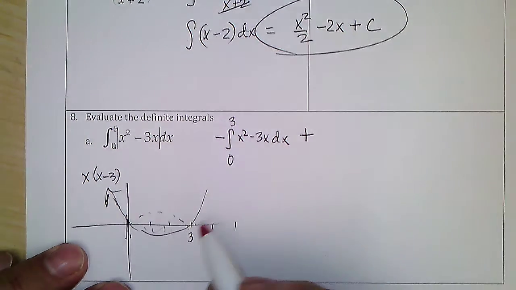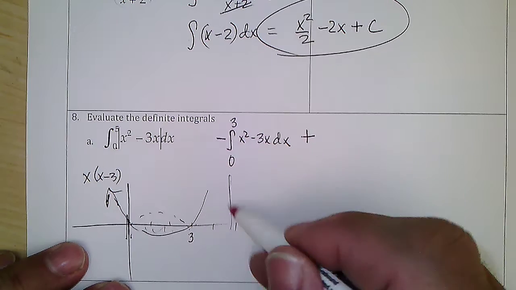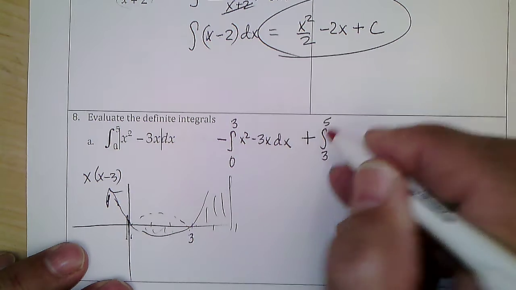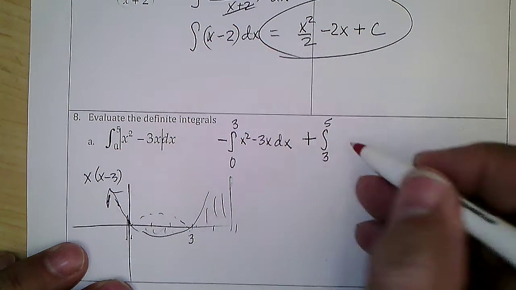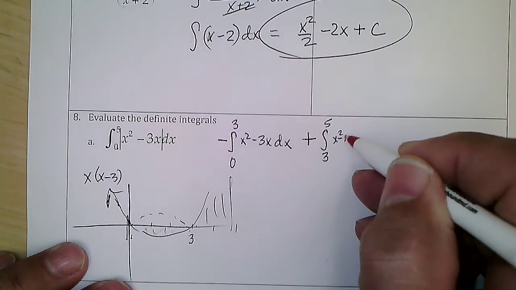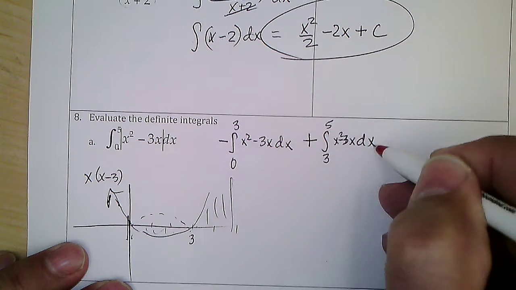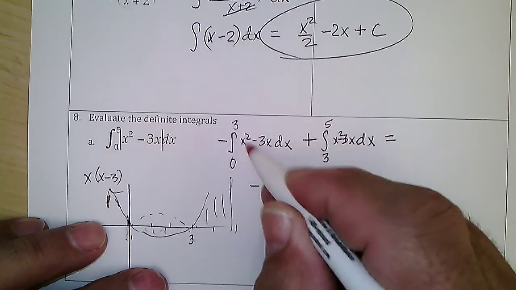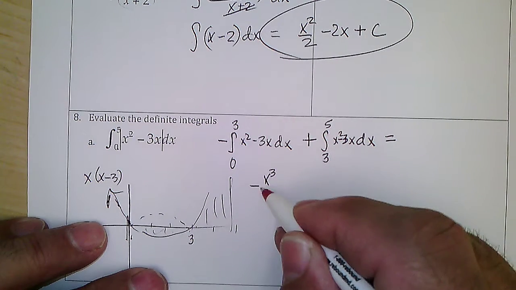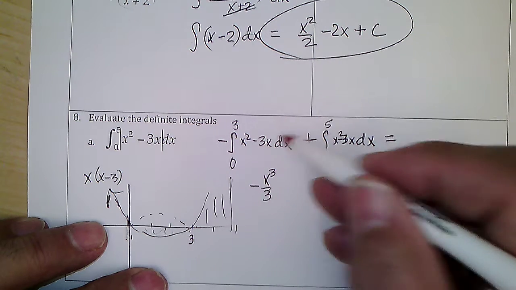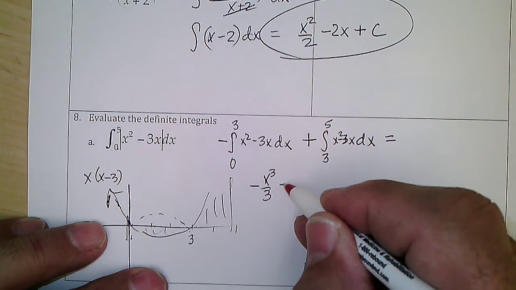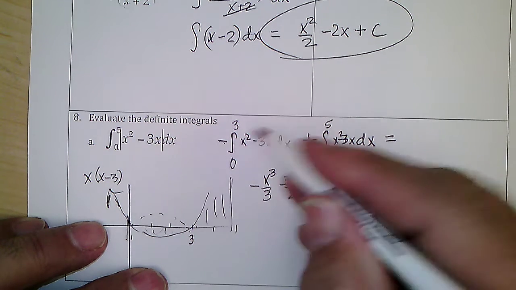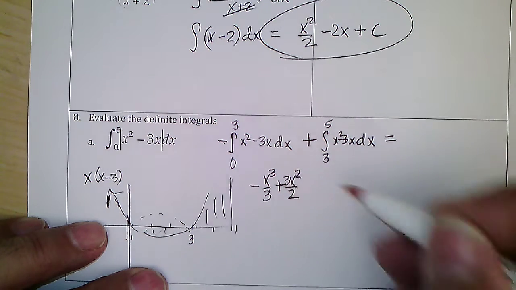Plus, from 3 to 5, there's some positive area. So we do the integral from 3 to 5. I don't have to change the sign on this because this area is already positive, of x squared minus 3x dx. So we get minus the integral of that, which is x to the third over 3. Integral of that is minus 3x squared over 2, but we got minus a minus, which makes it plus.